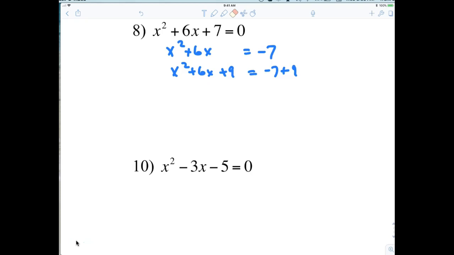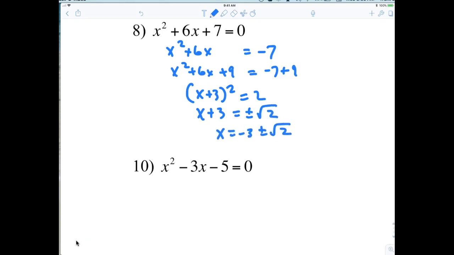Everybody good with that? So now it always factors into whatever the half was. So that's x plus 3 squared equals 2. Agreed? And then you take the square root. So x plus 3 equals plus or minus the square root of 2. X equals negative 3 plus or minus the square root of 2. What? You got a question?